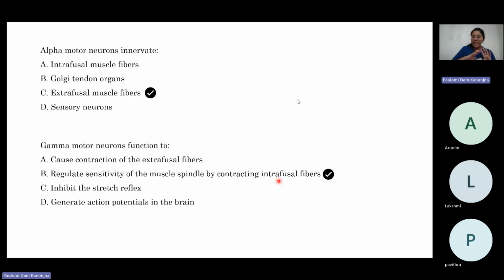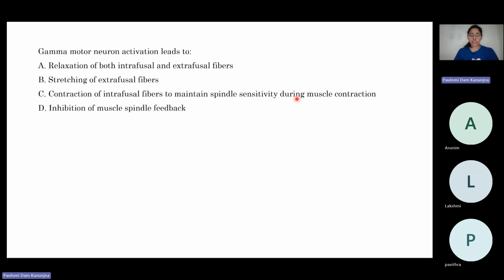So the whole idea is to sense information, take it to the spinal cord, get information back, and contract. I hope that was easy, or that I could help you with the question. Okay, if not, you can use the chat box to ask questions.